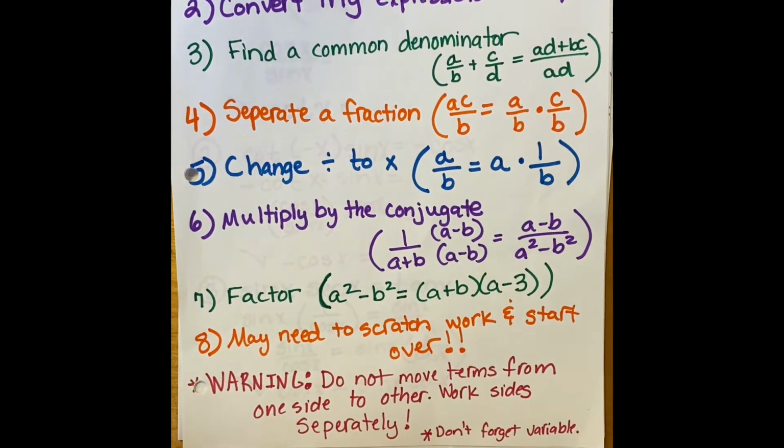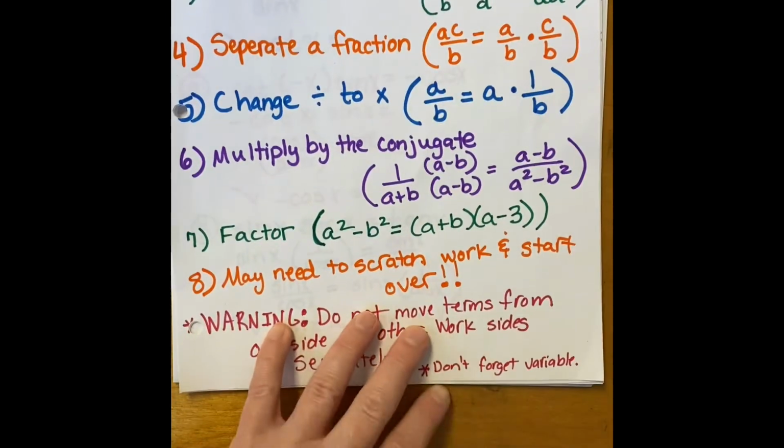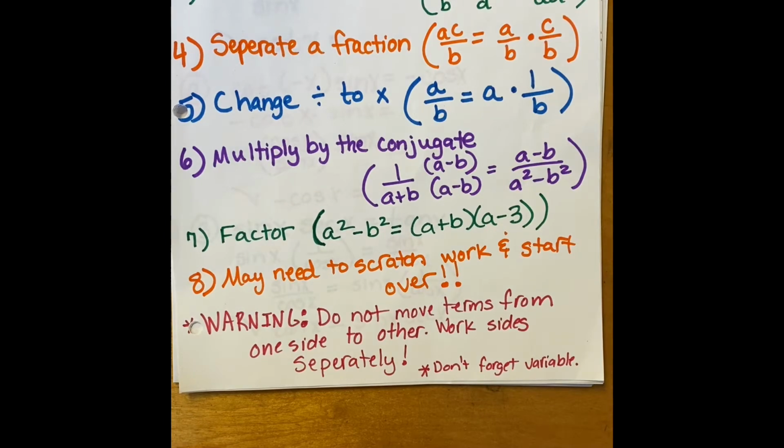One is starting with the side that looks the ugliest. Another is converting trig expressions simply to sine and cosine, finding a common denominator like you would when adding any fractions, separating a fraction that's a product, changing division to multiplication. Remember, dividing by a number is the same as multiplying by its reciprocal. Multiplying by a conjugate, factoring, and being okay with the idea that you might have to start over.